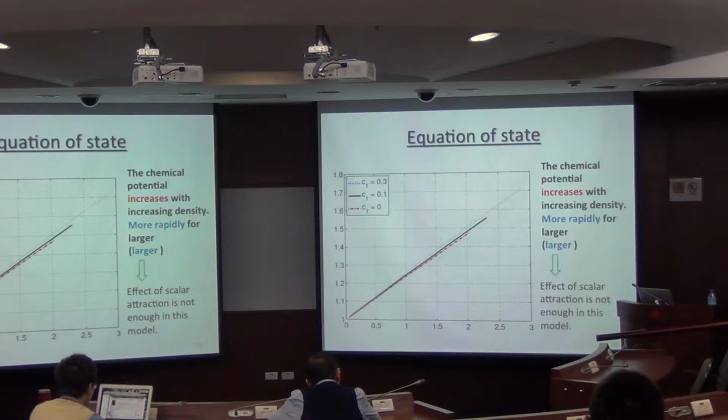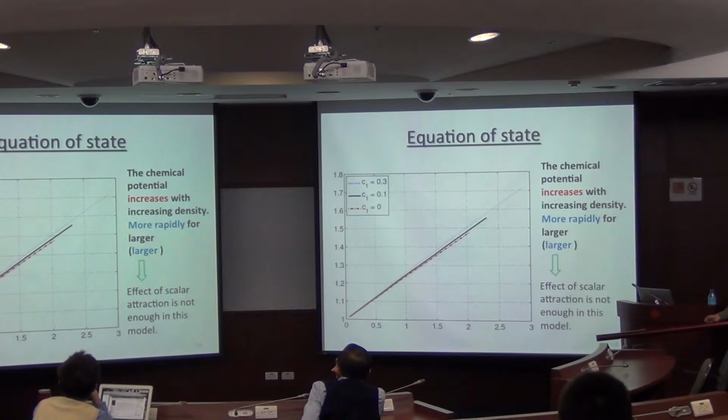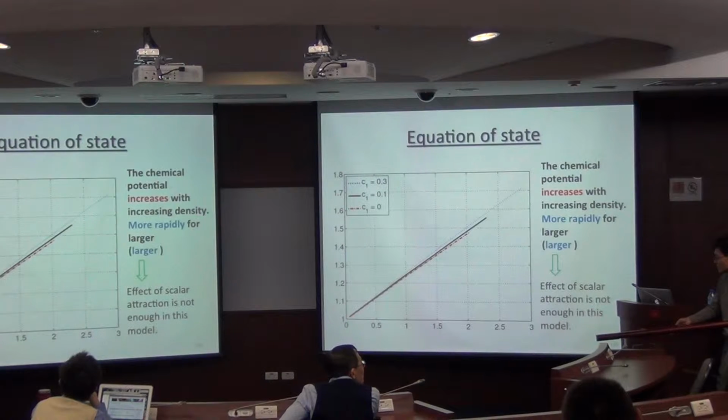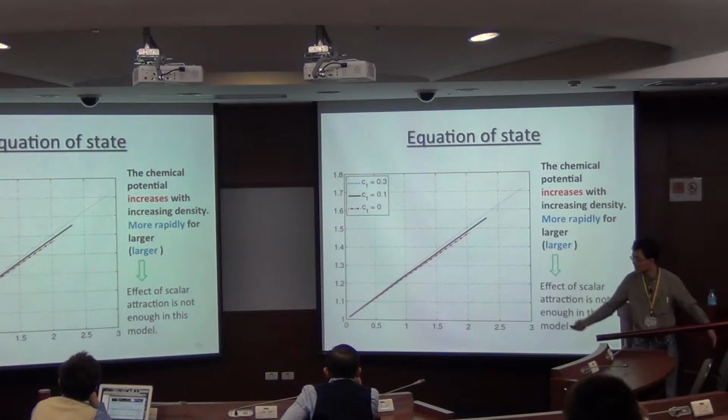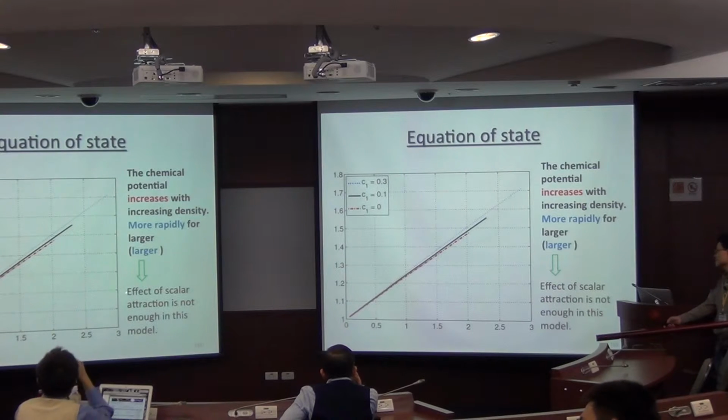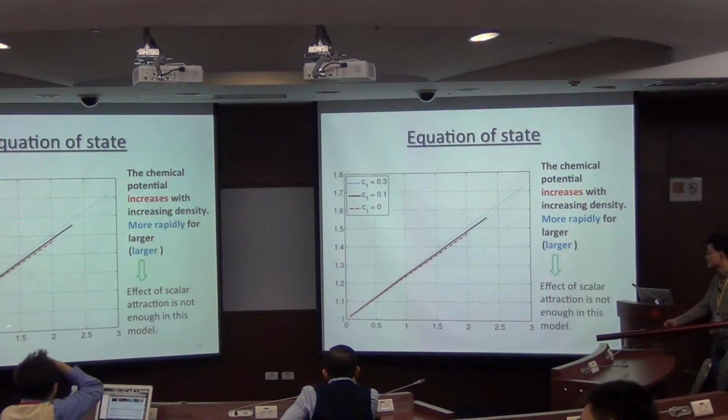It means that the chemical potential should become minimum at normal nuclear matter density. This 1 implies that the density is normal nuclear matter density. Then it should increase. Otherwise, we cannot exist. You know, it should decrease and then increase. This is the reason why we exist here, in this universe. But this model doesn't reproduce such nature. This means that the effective scalar attraction is not enough in this model.